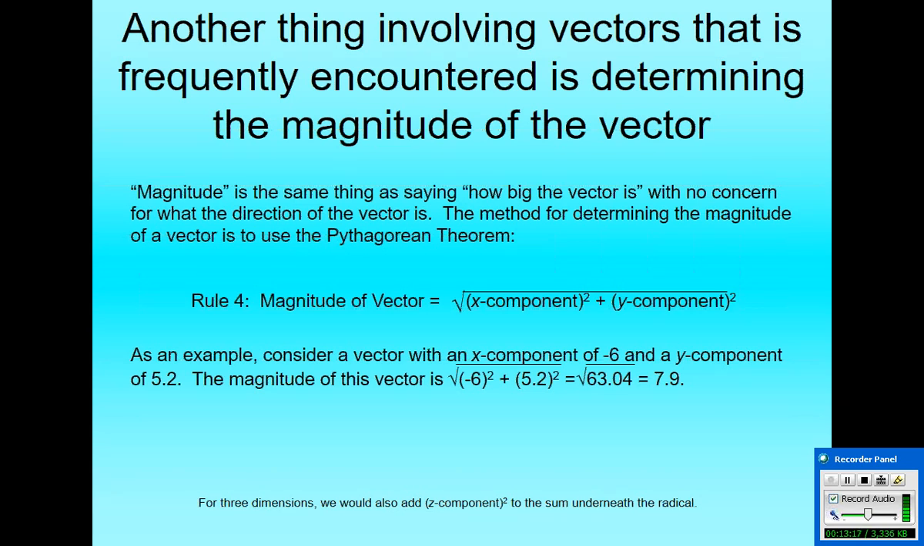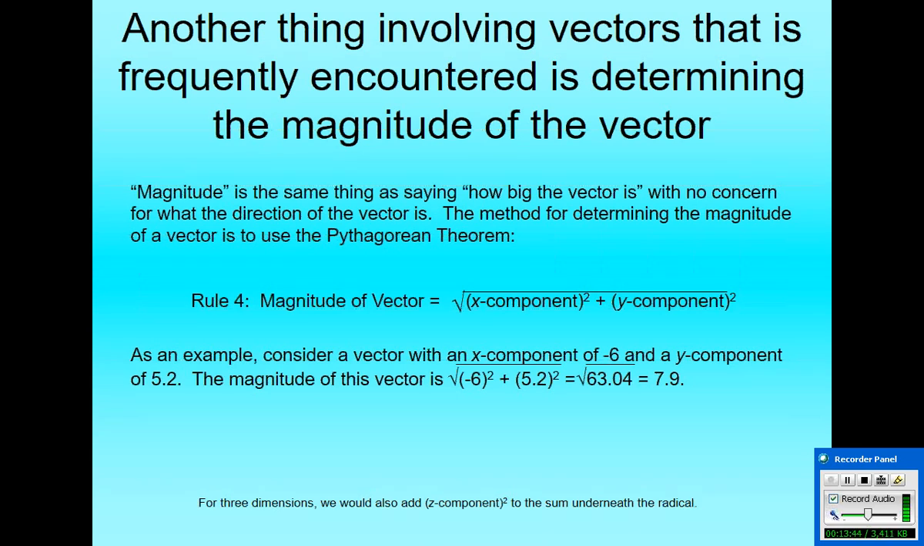You take the x component, you square it, and you take the y component and you square it, and you add those squares together, and you take the square root of that sum. That's like saying a squared plus b squared equals c squared, where c is the magnitude of the vector, a is like the x component, and b is like the y component.